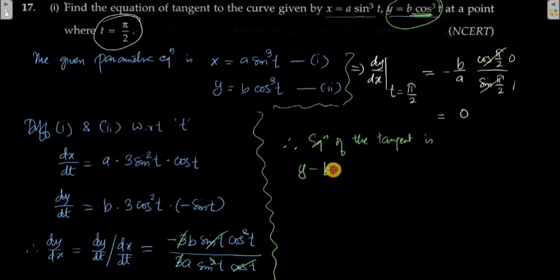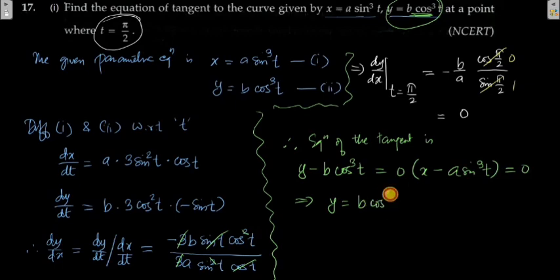So y minus y1, that is y minus b cos cube t, is equal to slope. Slope is how much? Slope is 0 here, isn't it? So let me write 0 into x minus x1, and the specified point out here is a sine cube t. All of you know 0 into anything becomes 0. So this becomes y equals b cos cube t. So this is the equation of tangent to this given parametric curve. Alright, so you may pause the video and note down your solution.